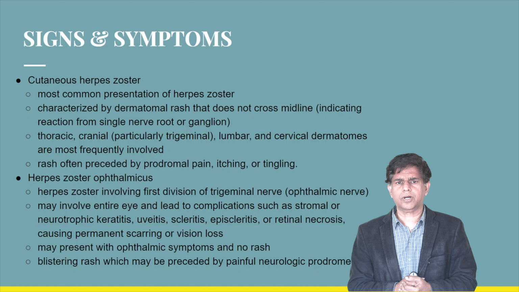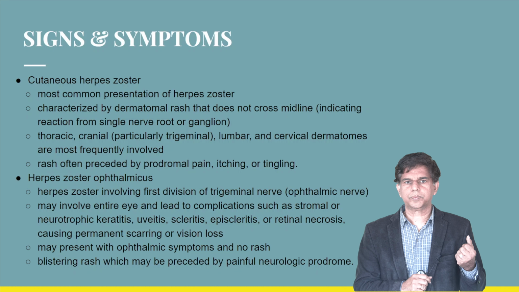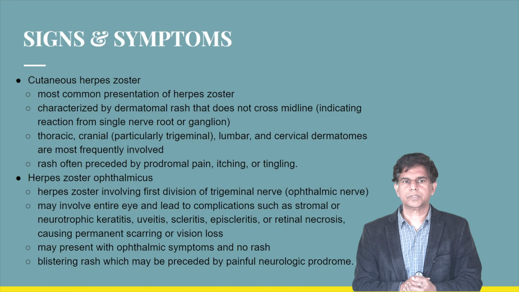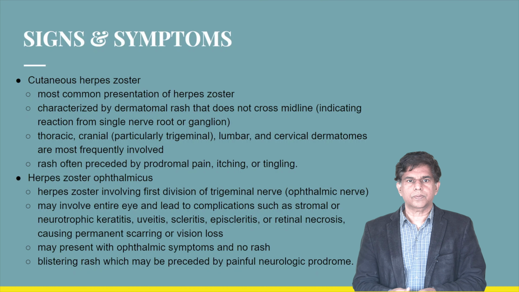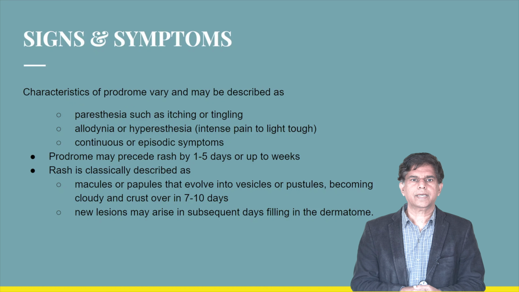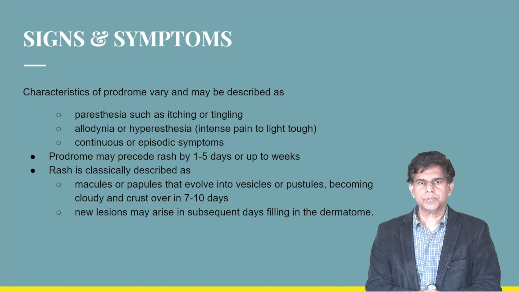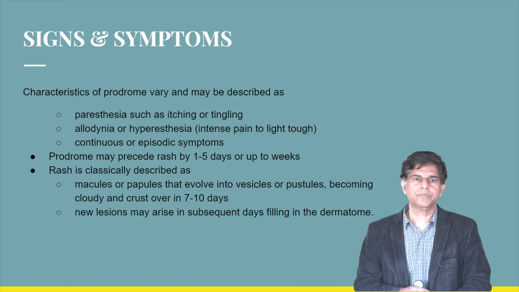It can present with ophthalmic symptoms and no rash also. Blistering rashes will be preceded by painful neurological prodromes. So be very careful about herpes zoster ophthalmicus. Characteristics of the prodrome: we talk about paresthesia like itching and tingling, and allodynia or hyperesthesia. The prodrome can sometimes occur 1 to 5 days before the presentation.